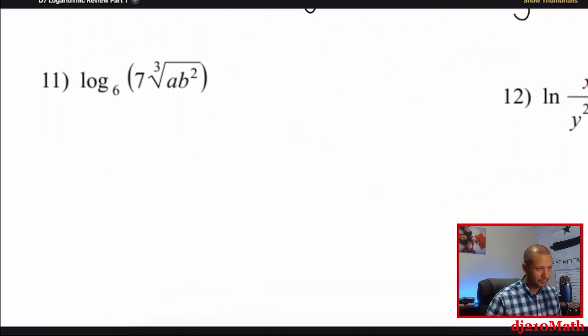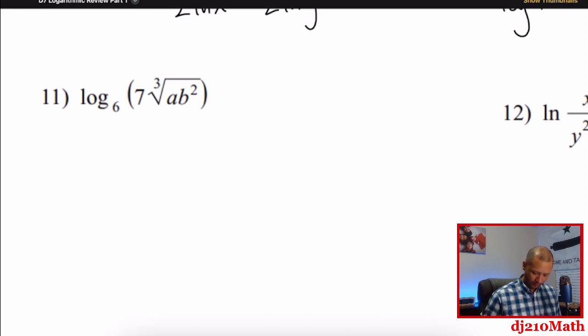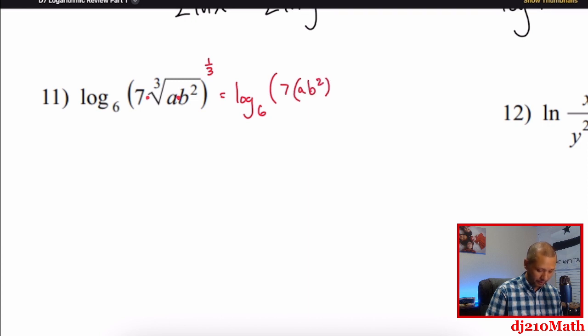Our number 11. These are all being multiplied. The only difference is we have a cube root. So I'm going to rewrite the cube root first, because that can be rewritten as an exponent of 1/3. So this is going to be log base 6 of 7 a b squared, and all of this is to the 1/3 power.